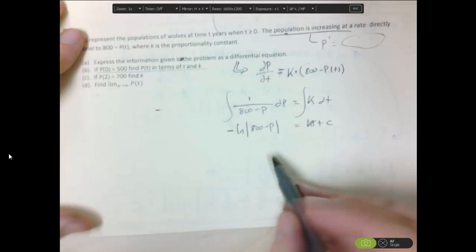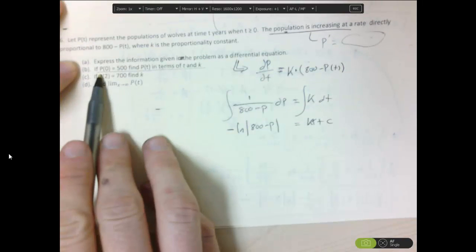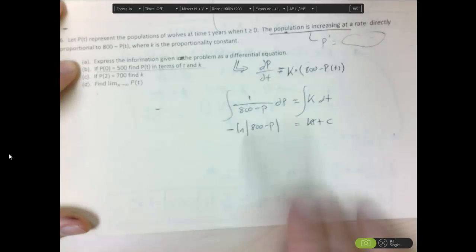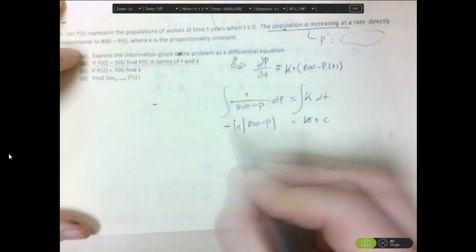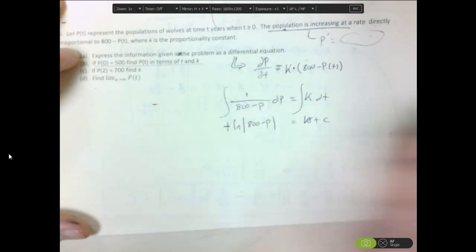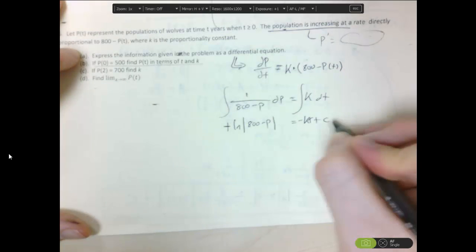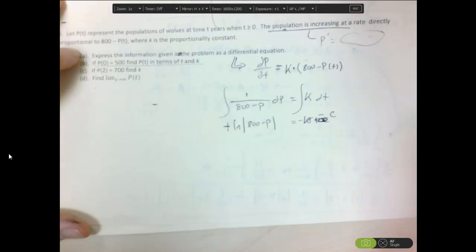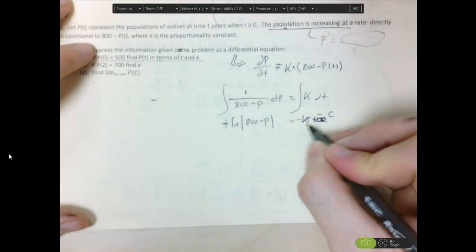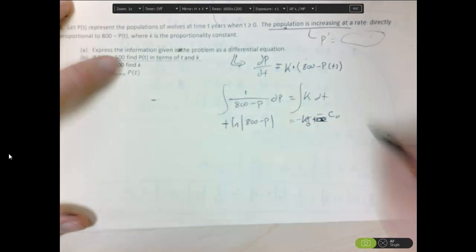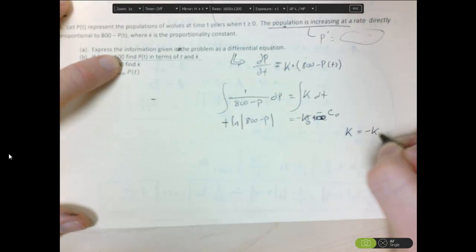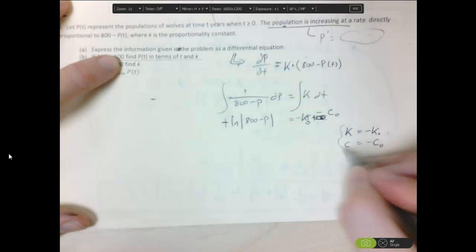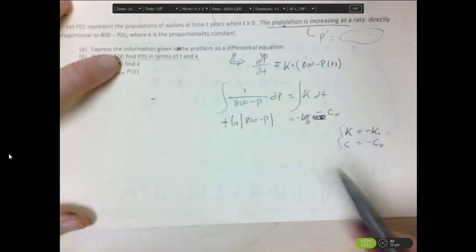All right, because I want to isolate p here, I'm going to keep simplifying this until I can get p by itself. So I'll multiply both sides by negative 1. And actually, I'm going to call this k sub 0 and c sub 0, and then I'm going to define k to be the opposite of k sub 0 and c to be the opposite of c sub 0. So essentially, I'm just absorbing the negative signs into my constants.